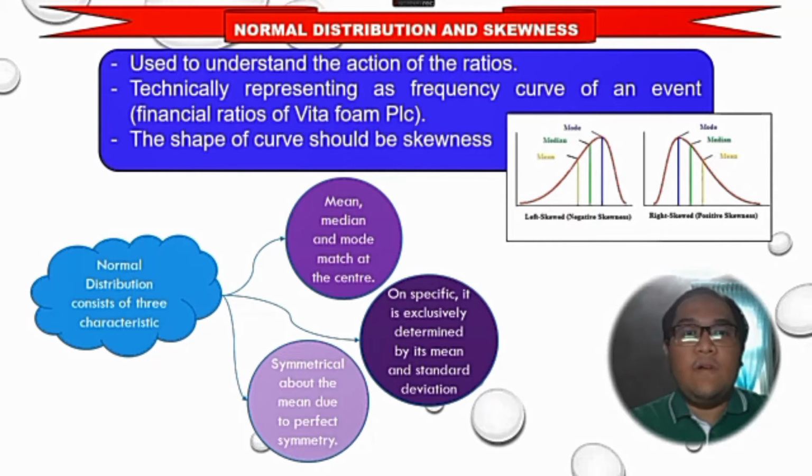Distribution and skewness. It is used to understand the behavior of the ratios, and it is technically represented as a frequency curve of an event, which is the financial ratio of beta from PLC. And the shape of the curve should show skewness.